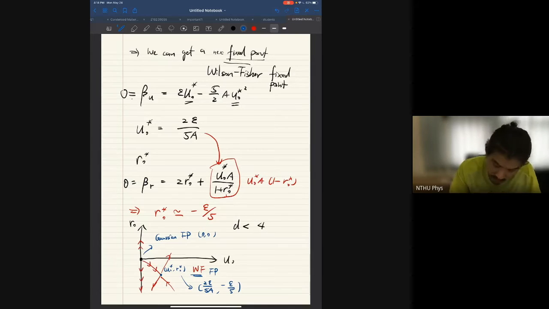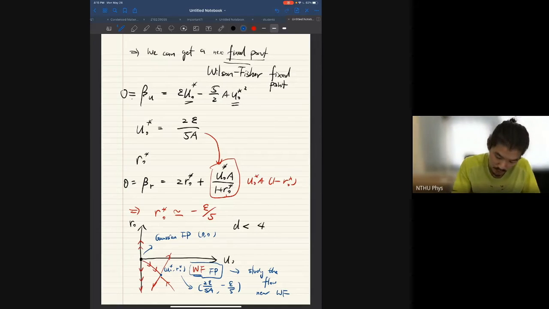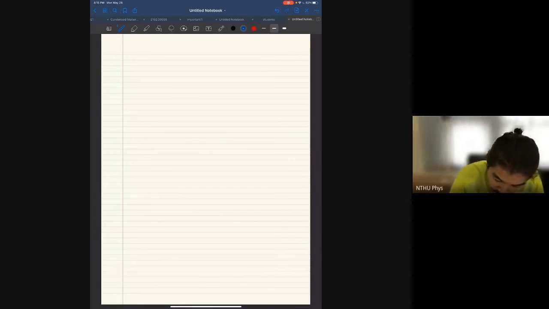Okay. So since you know the new fixed point, you want to study the flow near the Wilson-Fisher fixed point, like what we did for the Gaussian fixed point. How do you study the flow? As we discussed, we're just trying to expand the parameters near the fixed point and then see how it goes away or goes into it, right?